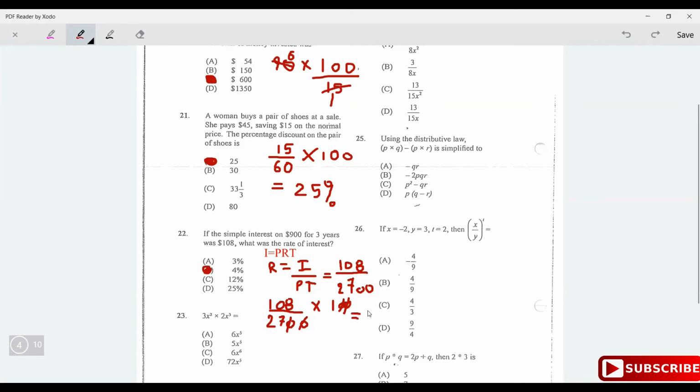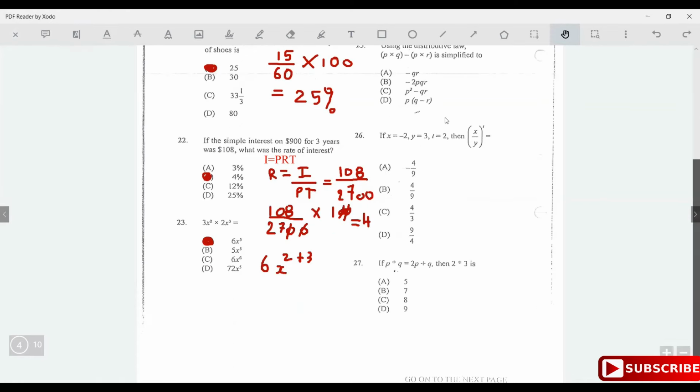Nice and easy. Question 23. 3x squared times 2x cubed. So you multiply 3 times 2 to get 6. And then when the bases are the same, you add the powers. By laws of indices, we add the powers. So you get 6 times x to the power 2 plus 3, and 2 plus 3 is 5. So it's 6x to the 5th power. Nice and easy.